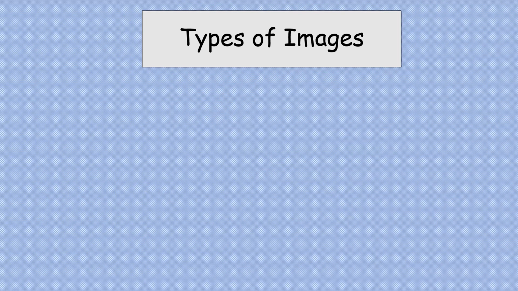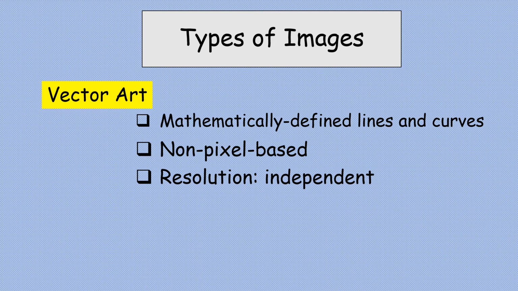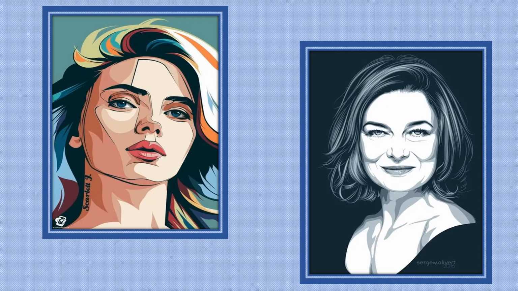Now, let's have the last type of images in graphic design, which is the vector art. Vector image type is created from mathematically defined lines and curves. This is the only image type that is non-pixel based, and so it is resolution independent. With such, it can be scaled to any size without losing its quality. The common format is EPS. And this is the example of vector art image type.